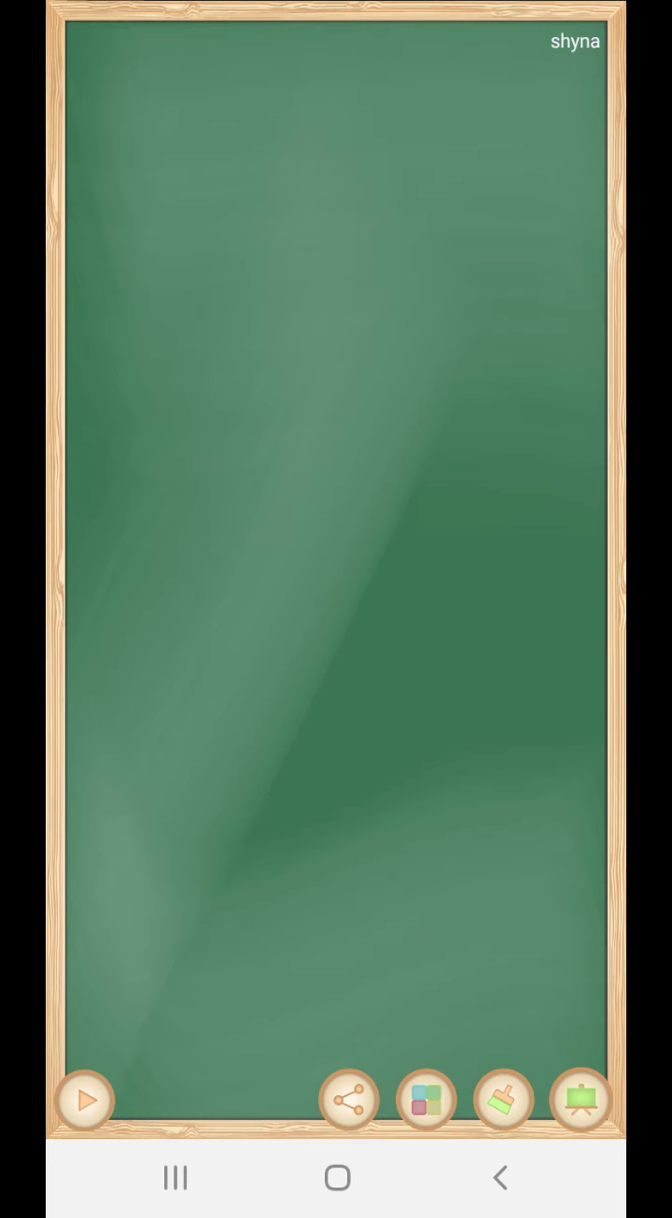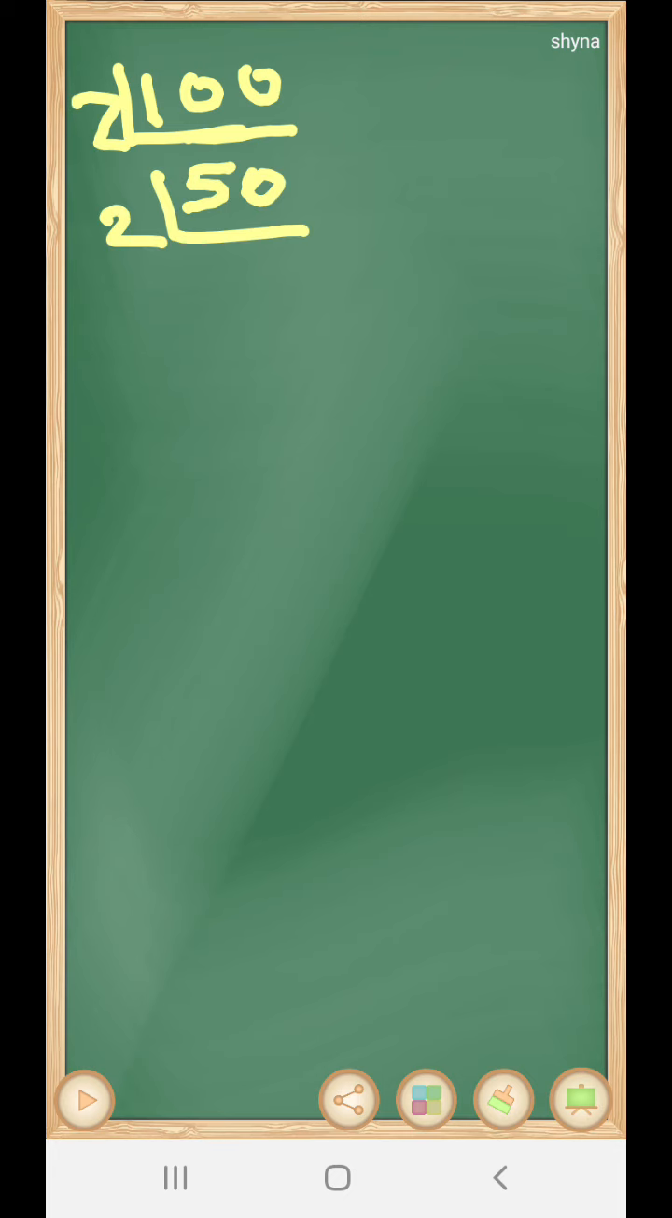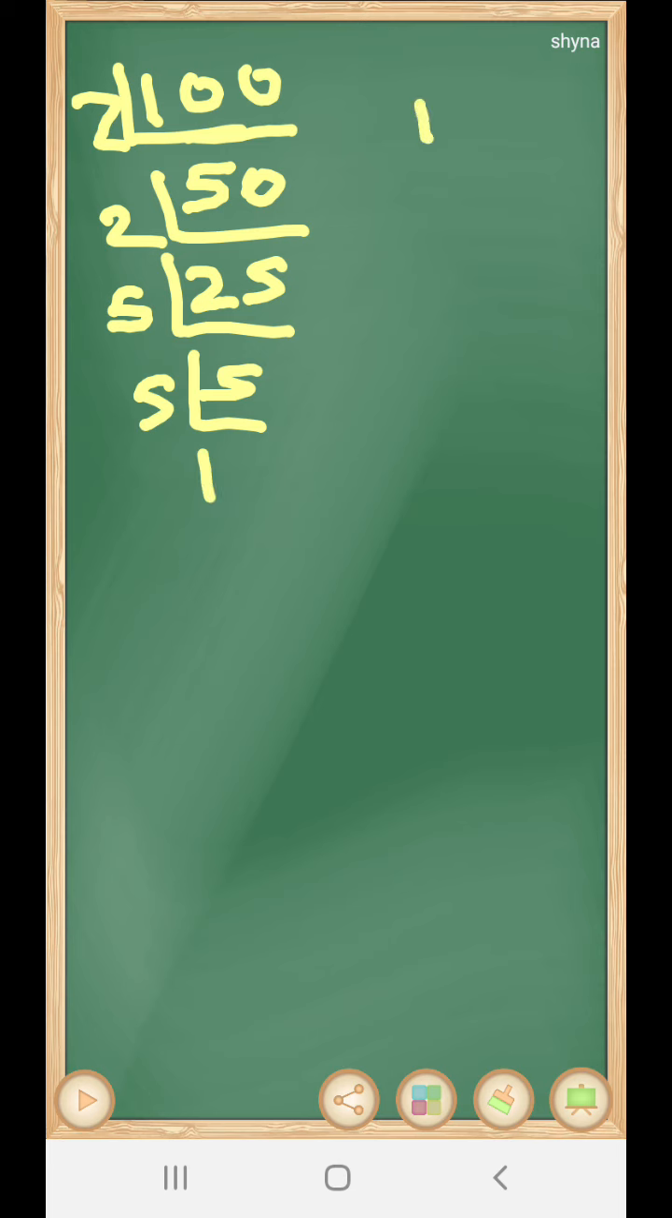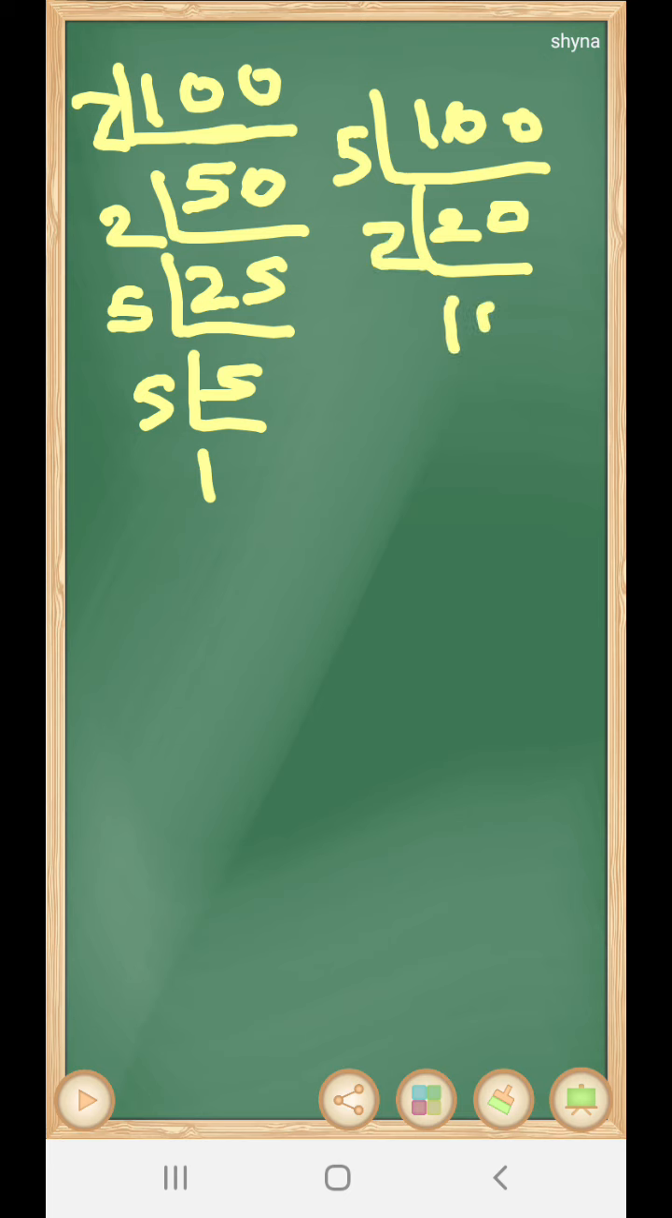Let's try with another example. Which one? 100. One way starts with 2: 100, 50, 2, 25, 5, 5, 1. Yes, 100 is a number divisible by both 2 and 5, so it is divisible by 5 also: 20, 2, 10, 2, 5, 5, 1.